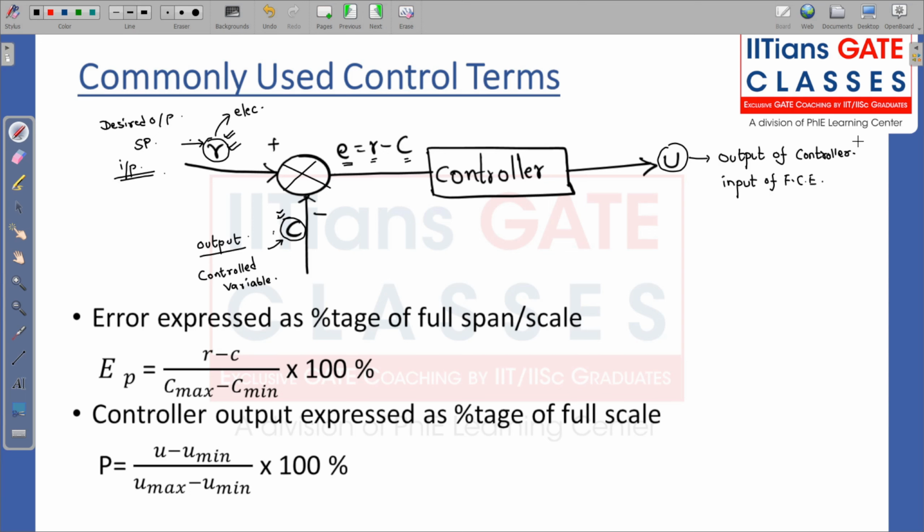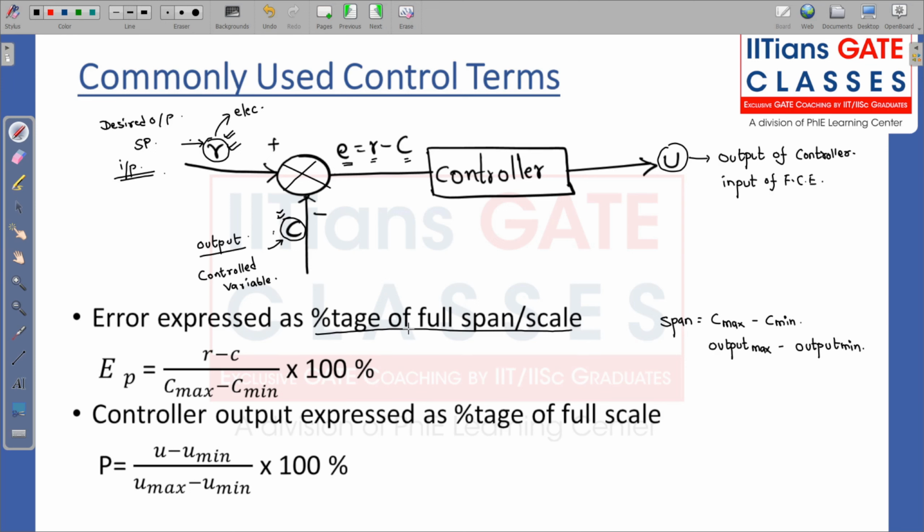Now there are a few questions which are asked: error expressed as percentage of full span or scale. Now what is the span? Span is the value of C max minus C min. That means whatever value this process output has, the maximum value of the output minus the minimum value of the output, that we call span.